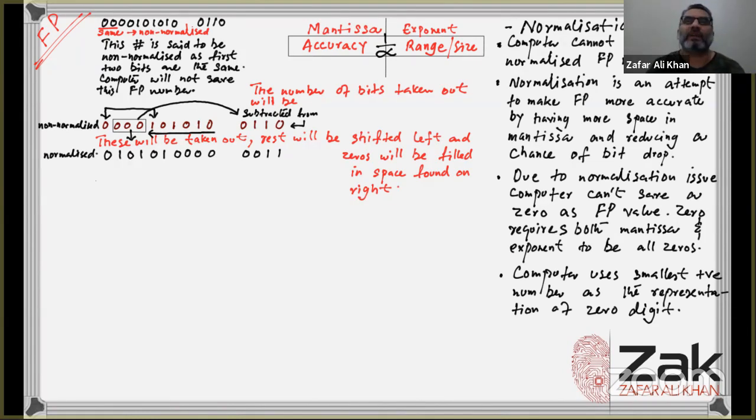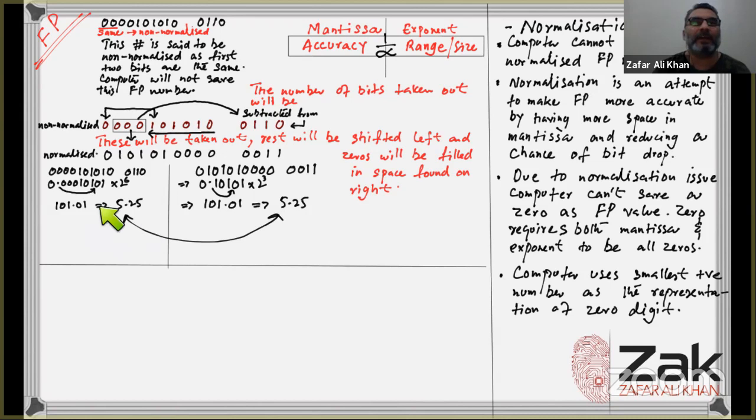Yes, it has been changed, but the value of these 2 numbers are the same. There are occasions in past paper questions when they asked us to prove that these 2 numbers are the same. So we have to solve it. Now see over here, I have solved it. This is 6 times, so I moved the point 6 times. So this has become 101.01, that is 5.25 positive. Over here, this is 3 times, so I moved it 3 times. Even moving it 3 times after normalization, this makes it 101.01, which is the same, 5.25. So if the number is non-normalized or normalized, the values are same.